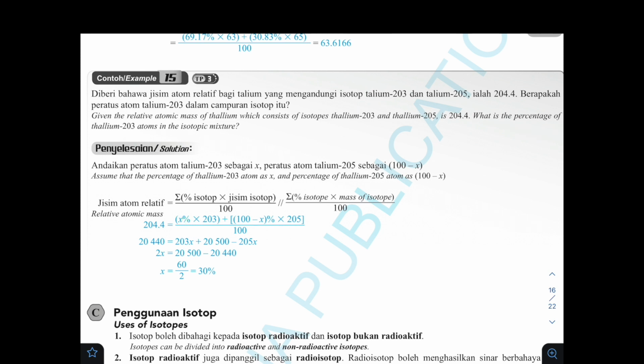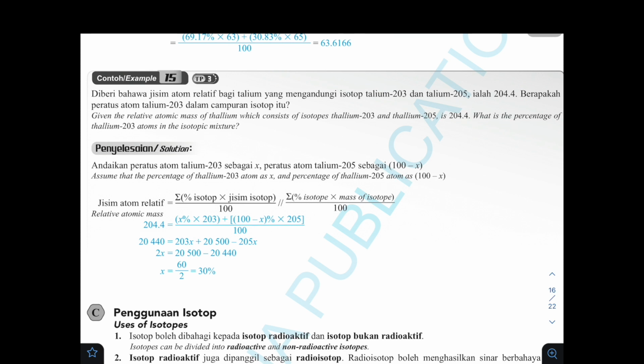So X%, ni kita tak tahu, X% times 203, plus percentage of thallium 205 is 100 minus X. Okay, 100 minus X, kita tahu ini. Times 205 divide by 100. So, kamu cari X ini, kamu akan dapat the percentage of thallium 203, which is 30%.